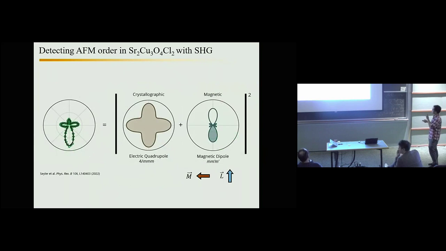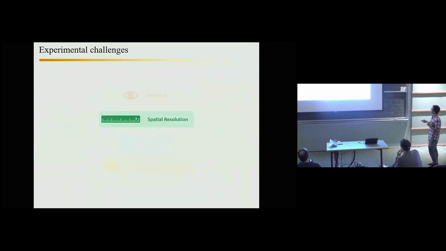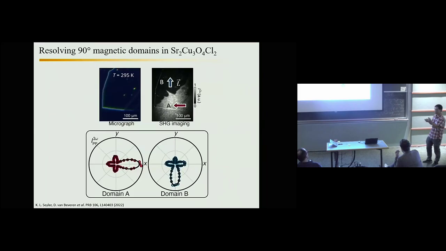Okay, so I think I finished on this slide. Challenge 1, sensitivity, we managed to satisfy. The next question is spatial resolution. Typically antiferromagnetic domain walls are very thin. How do we overcome that? The domain walls are pretty thick in this material, which makes them much more easily resolvable.